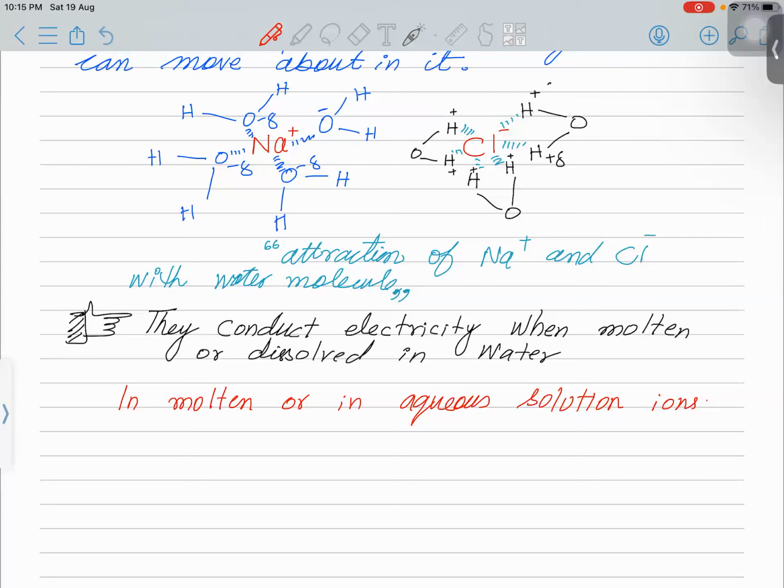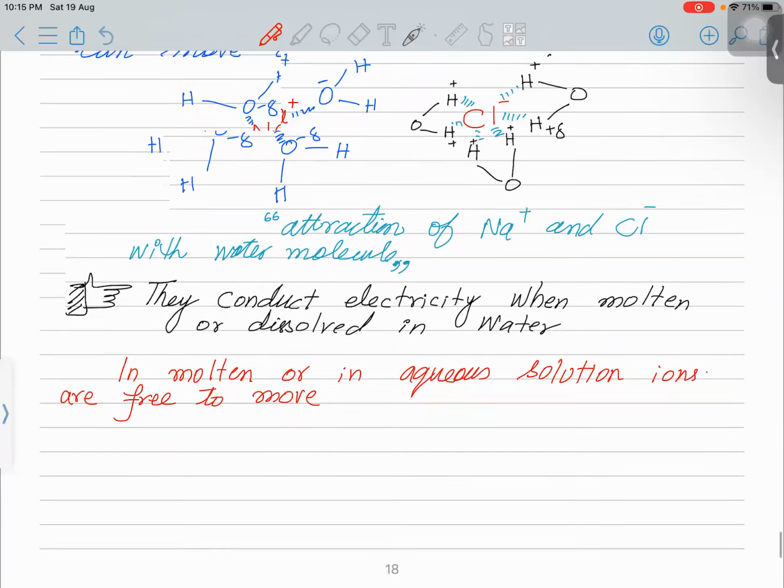So in molten or in aqueous solution, ions are free to easily move. They are easily attracted towards the positive and negative pole of the battery. That's why they conduct electricity. In molten or in aqueous solutions, ions are free to move.